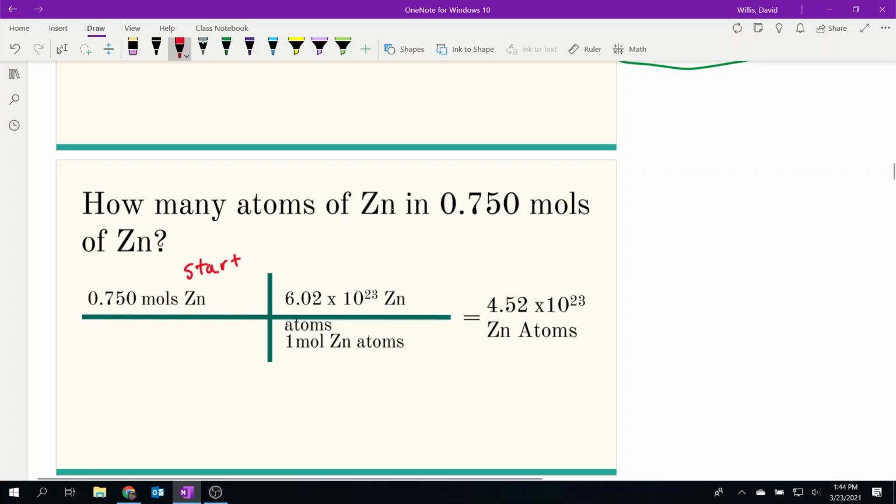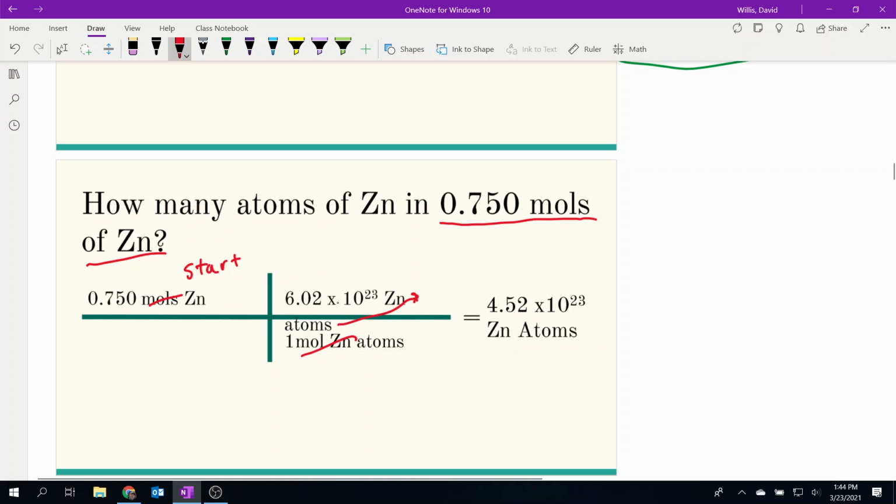Starting value right here, 0.750 moles of zinc. And then we put 1 mole. That atoms really should be right there. It sort of got kicked down. Stupid PowerPoint. Kind of got kicked down the wrong way. 1 mole of zinc atoms, so that our moles will cancel. Mole of zinc, and then we're left with number of atoms.